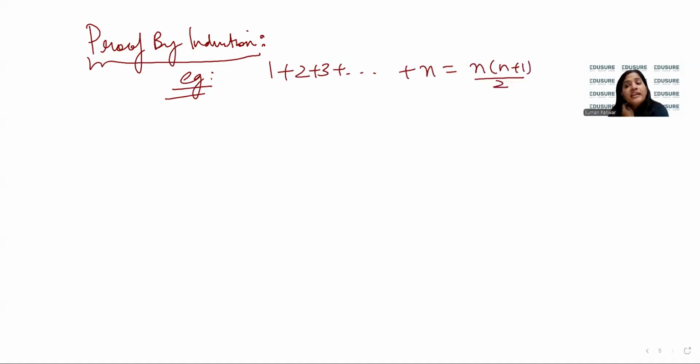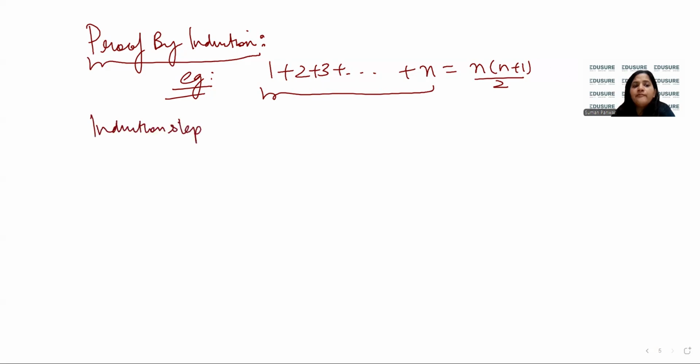Now we can see that there are infinite natural numbers. So how do we prove that? We cannot keep on choosing n because this is like sum of first n natural numbers. So you cannot keep on choosing n and doing the proof every time proving that LHS is equal to RHS. This is not going to help us because then we have so many natural numbers. So what do you mean by proof by induction? So what we do in this case, we do induction step.